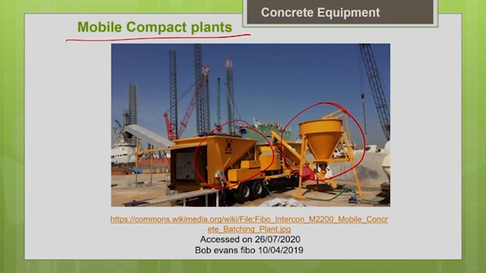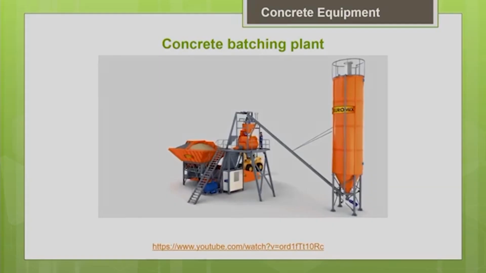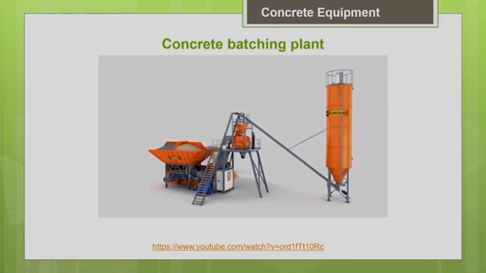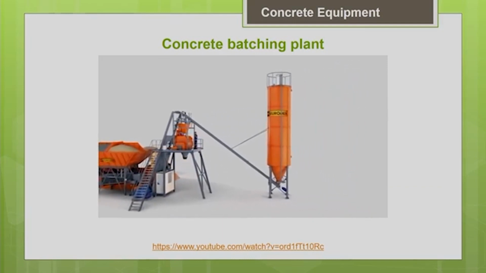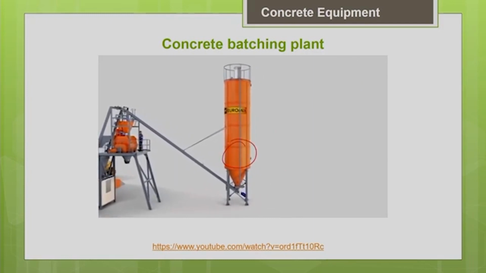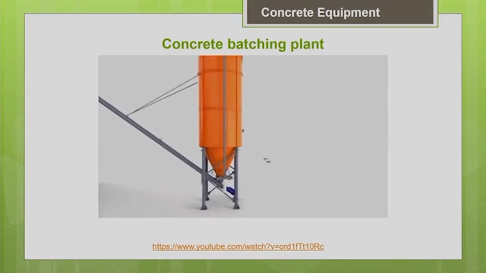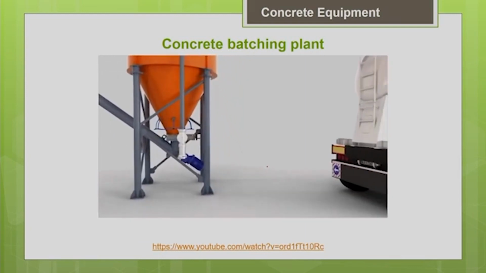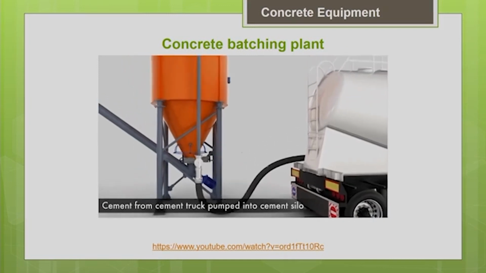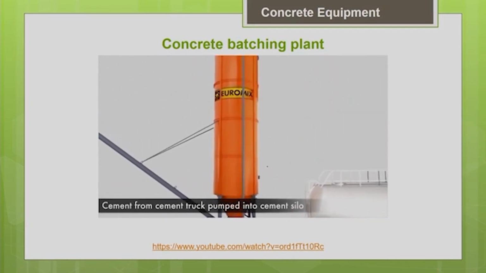Now, let us watch a video of how the concrete is manufactured in the concrete batching plant. This is an animated video. You can see that these are the aggregate storage bins. This is your cement silo. Your cement from the cement truck is being pumped into the cement silos.